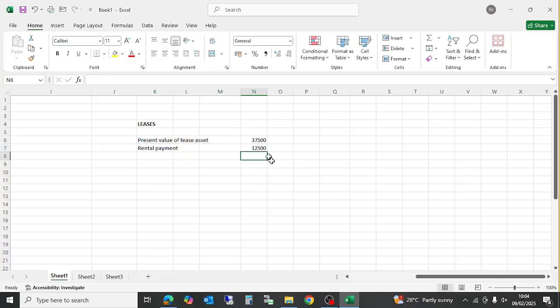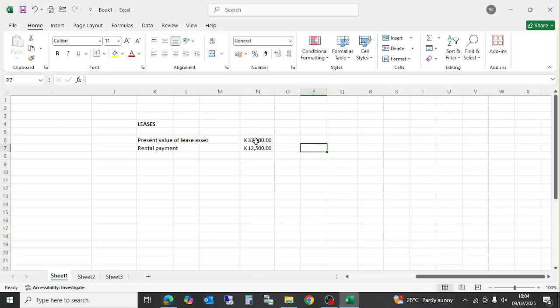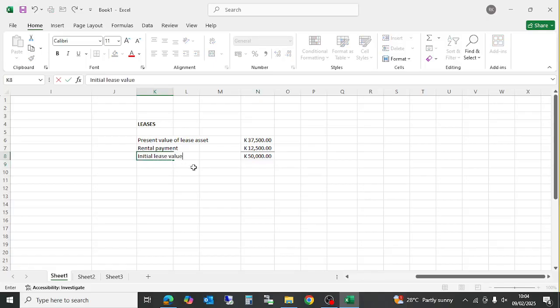12,500. If we add these two, this is kwacha, by the way, we'll find the initial lease value. Okay, the initial lease value. So basically, the total value of the lease when we were starting everything is about 50,000 kwacha.